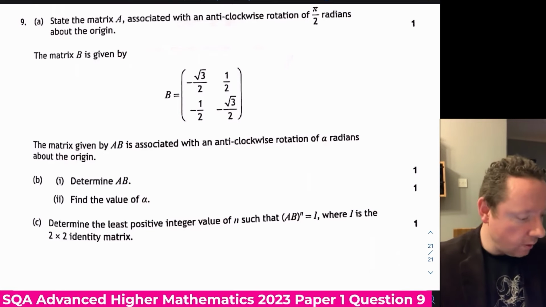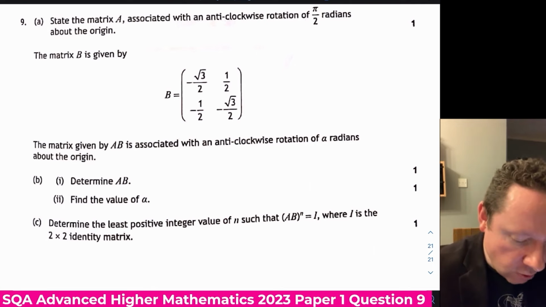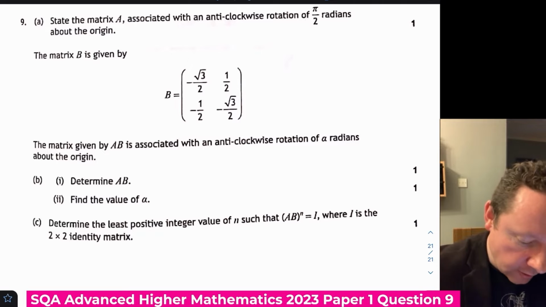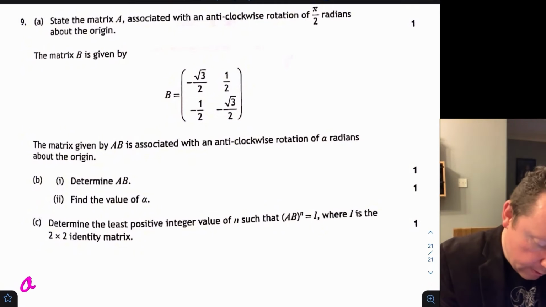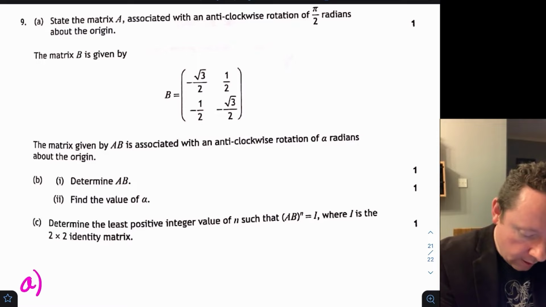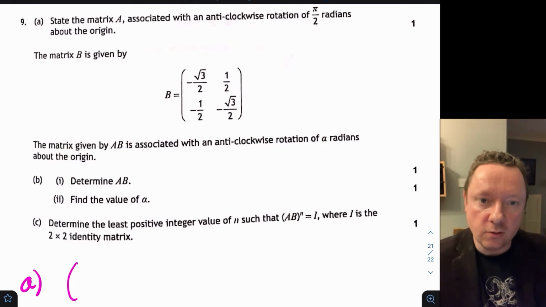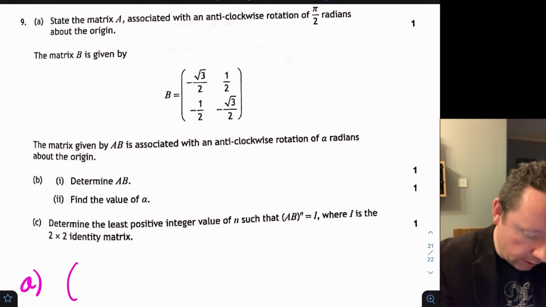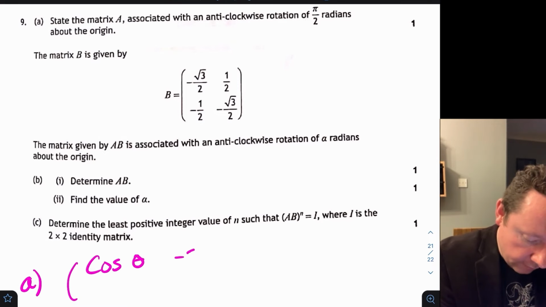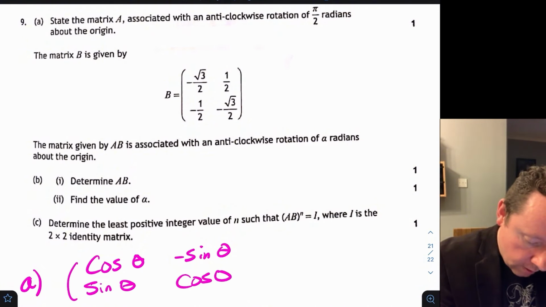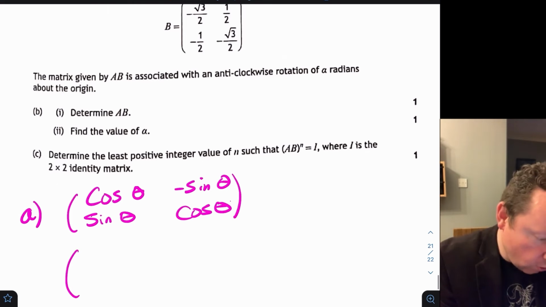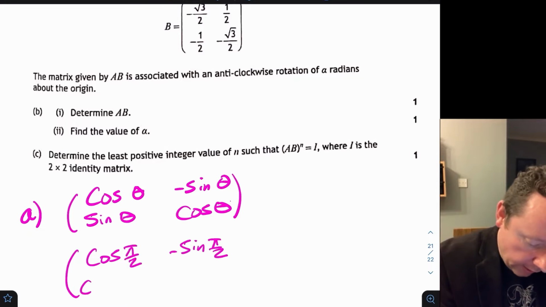A-Squared Advanced Higher Maths 2023, Paper 1, Question 9. State the matrix A associated with an anticlockwise rotation of pi over 2 radians about the origin. So for part A, we just go to the start of our exam paper and a rotation of theta anticlockwise about the origin is cos theta, minus sine theta, sine theta, cos theta. So then we can just say our answer is cos pi over 2, minus sine pi over 2, sine pi over 2, cos pi over 2.